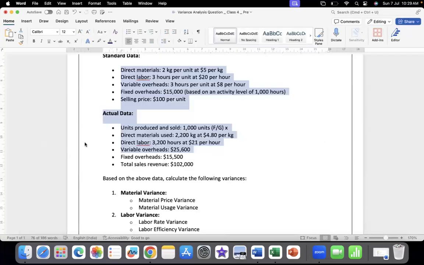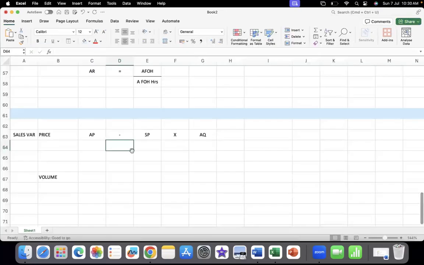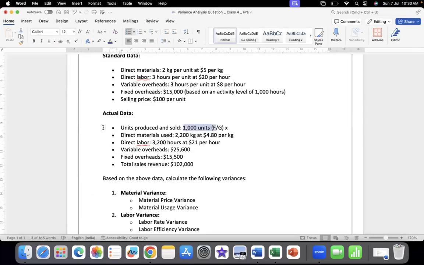So what is the actual selling price? Sales revenue was 102,000 and the units sold, the finished product, was 1,000. So you divide 102,000 by 1,000. That basically will give you a price of 102. What was the standard price? You already decided that you're going to sell at 100.